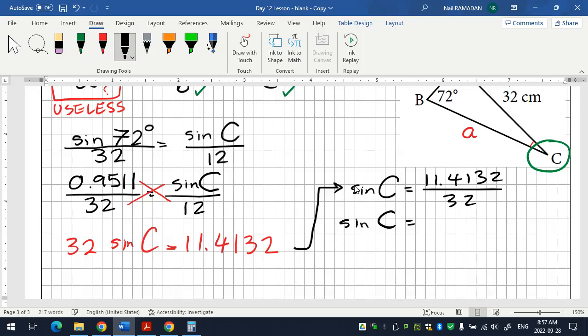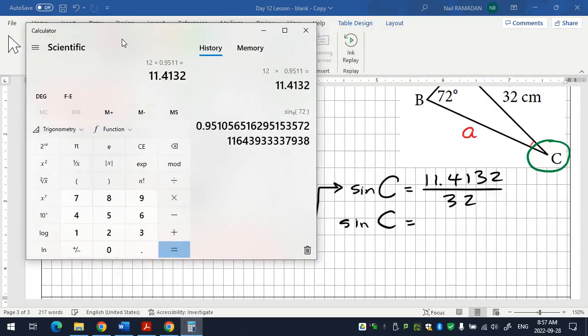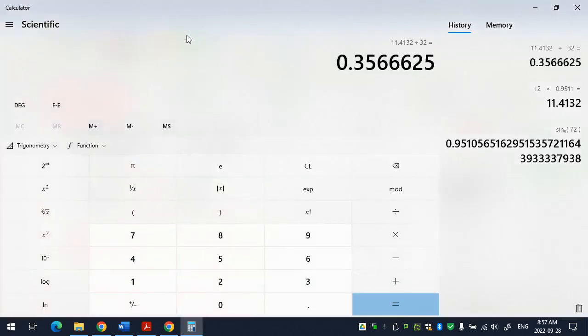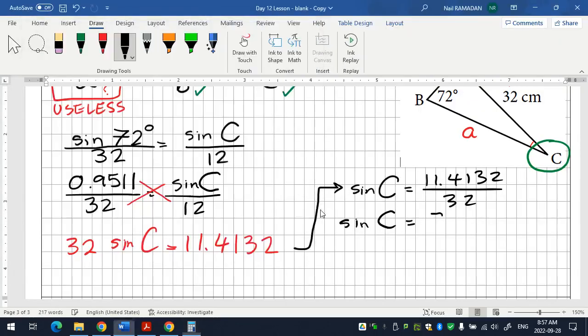Sine C equals, guess what? That's always got to be a decimal. 11.4132 divided by 32. Again, how many digits? Always 4. 3, 5, 6, 6, 6, 6. This third six has got to bump up this one to a 7. So 3, 5, 6, 7. Interesting. Point 3, 5, 6, 7. Is this my angle or the sine of my angle?